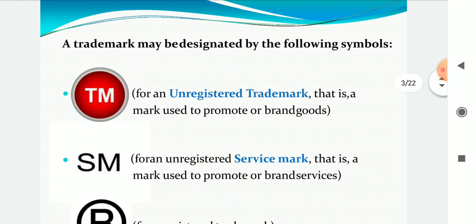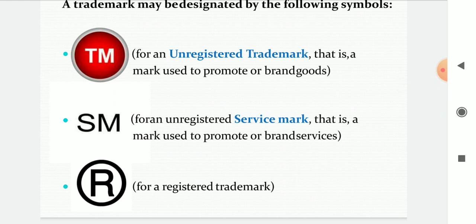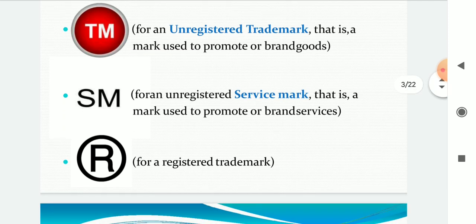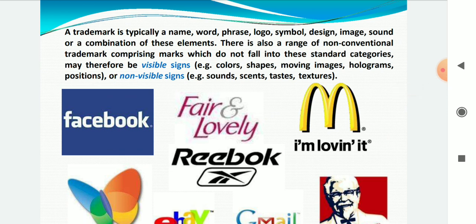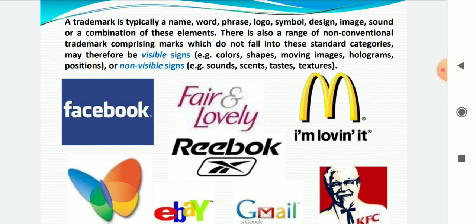A trademark may be designated by the following symbols. You see the TM, that is an unregistered trademark, the mark used to promote or brand goods. SM is for the service mark, the mark used to promote or brand services, and R is for the registered trademark. A trademark is typically a name, word, phrase, logo, symbol, design, image, sound, or a combination of these elements. There is also a range of non-conventional trademarks comprising marks which do not fall into these standard categories.